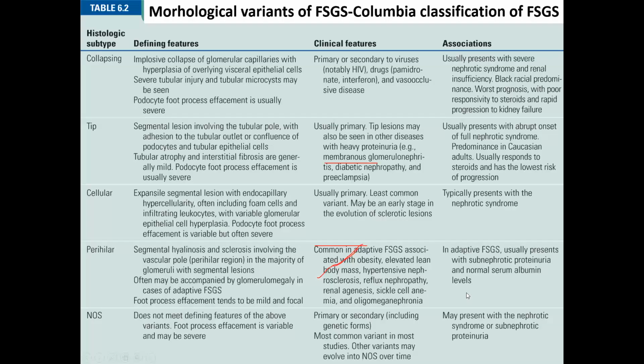There are five different morphological patterns explained in FSGS as per the Columbia classification, starting from collapsing lesion, tip, cellular, perihilar. If none of them are observed, we can keep it as not otherwise specified. We will see each morphology one by one, and what the importance of each morphology is.